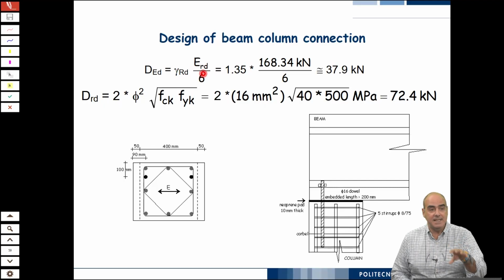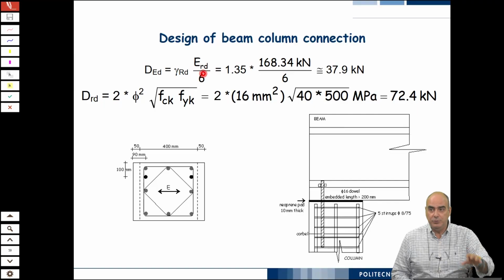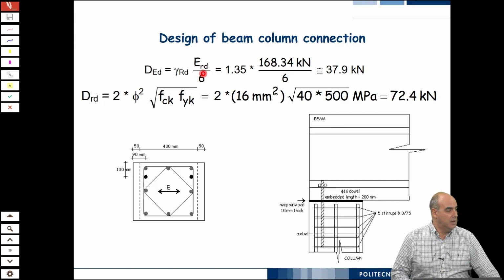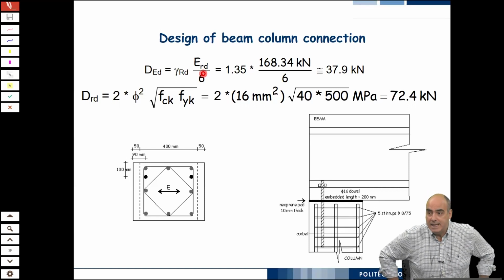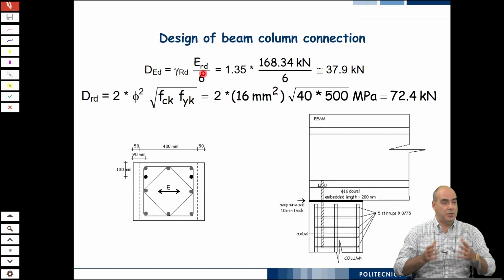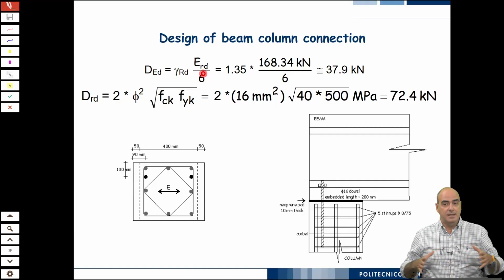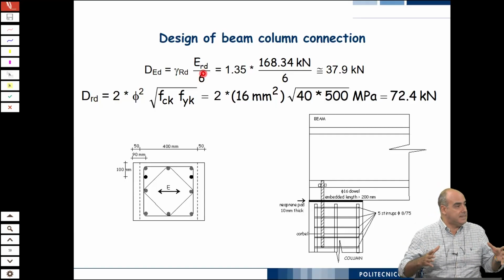What does this physically mean? This means the connection will not break absolutely, because before that you would have to fail at the bottom cross-section, but you still have some overstrength. And why this? Because the fundamental assumption is that all the 6 columns participate in the resistance.